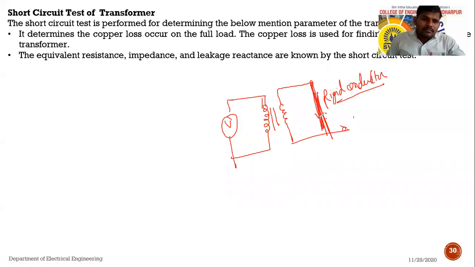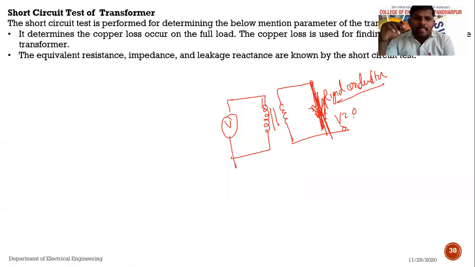Voltage 0. That means V is equal to 0. Short circuit is nothing but maximum current flowing through it. There is no opposition, so this terminal is nothing but a short circuited terminal. These two terminals are short circuited by using a rigid conductor, or it may be a rigid wire.